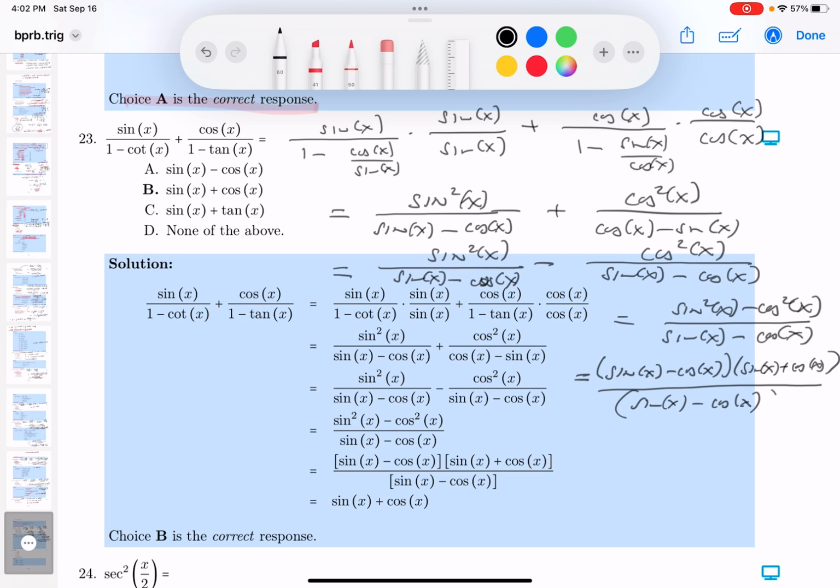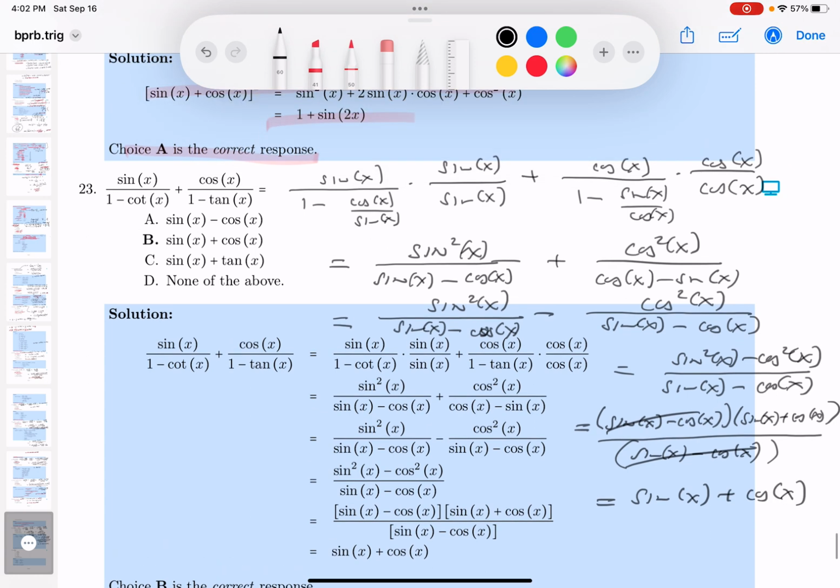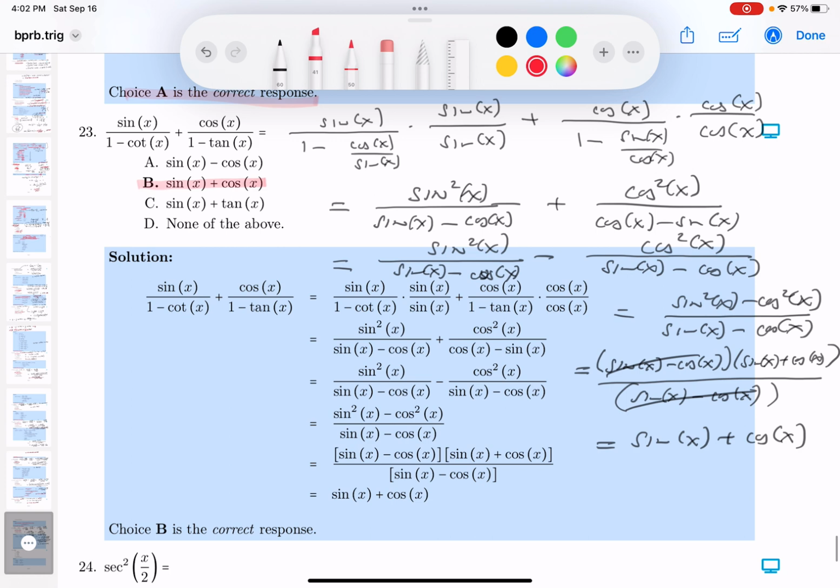And again, conditionally, these things will cancel off. We're left with sine x plus cosine x. All right? So what do I get over here? I'm looking at the key, and do I see that? I do. It's letter B, sine x plus cosine x. We do say it's B.